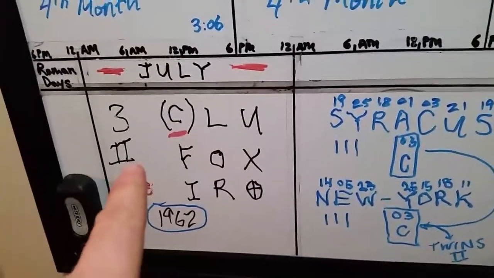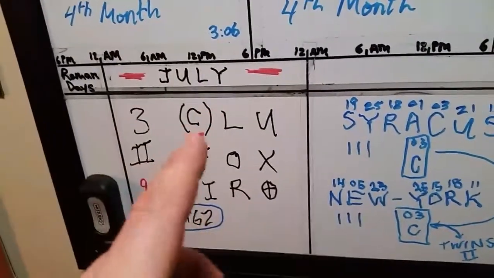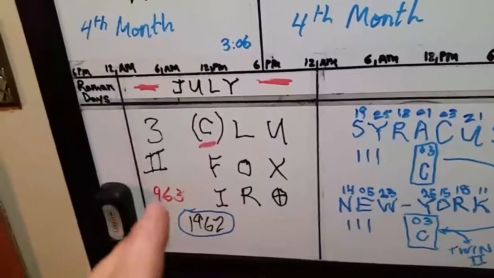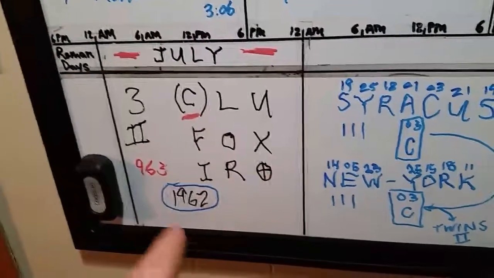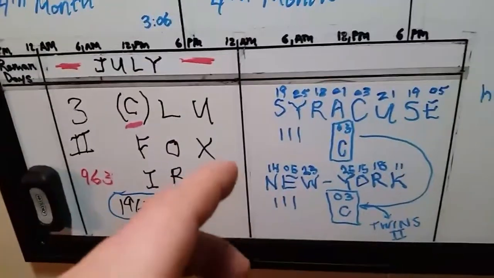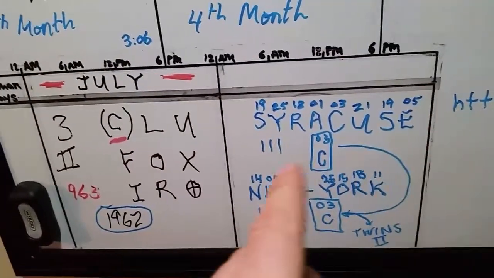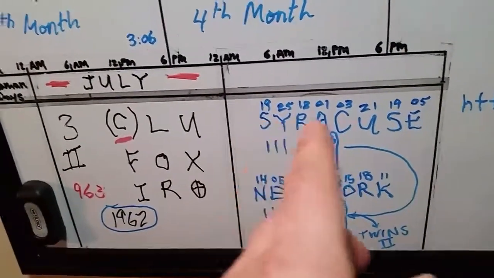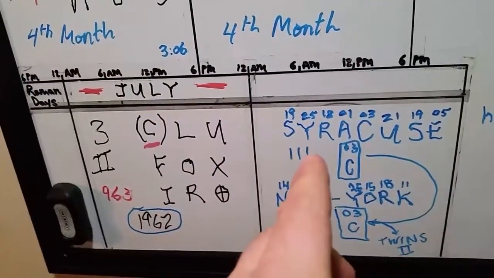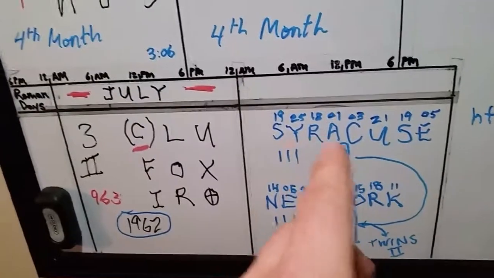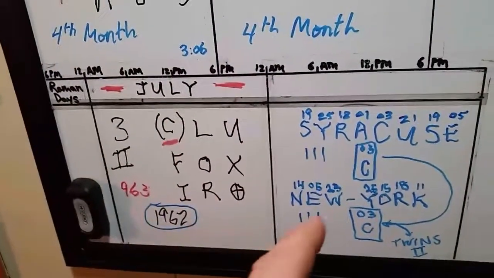Now, you see this sign here? That's the sign of the twins. Twins are a couple, a couple of things that look alike. So July 3rd, and the year we're going to is 1962. And the place we're going to is Syracuse, which is 111 when you add up each of the simple values of the letters. 1 plus 1 plus 1 is 3, that's C, so Syracuse. So this C here is saying Syracuse.